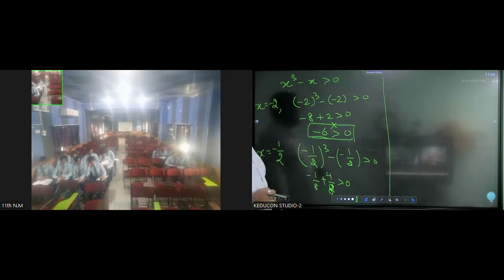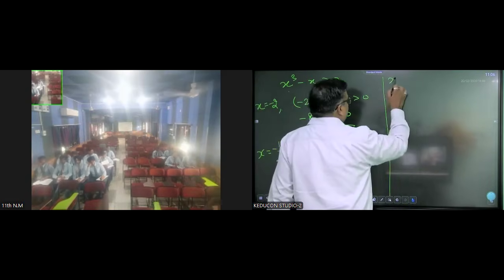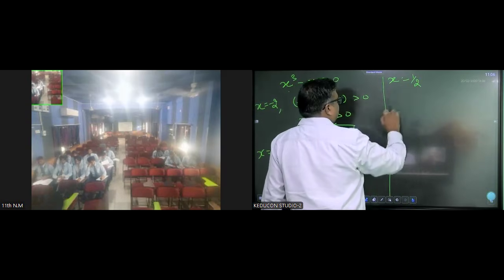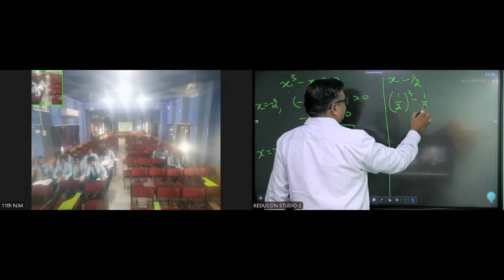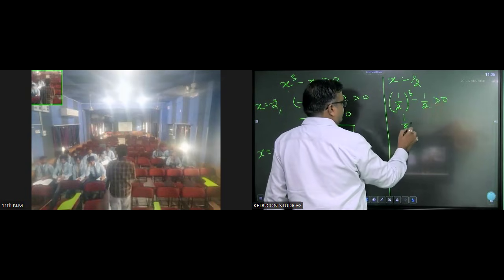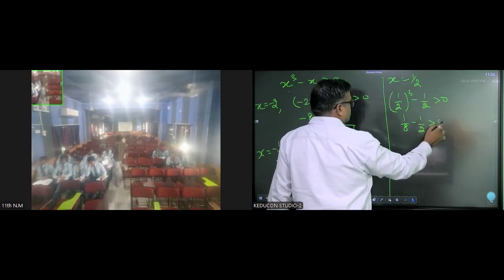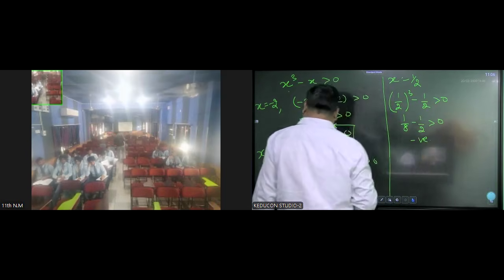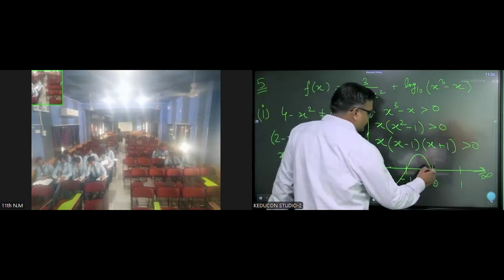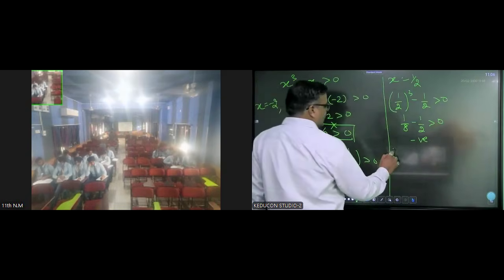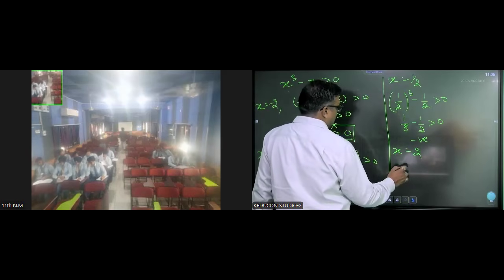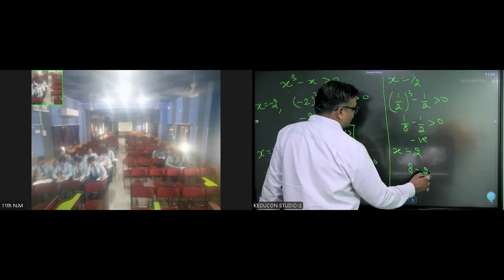Now comes to the third interval. Third interval is 0 to 1. Take x as 1/2 in this. When you take x as 1/2, 1/2 whole cube minus 1/2. 1/8 minus 1/2. This is negative, students. This will be negative. So this is downward. And the fourth interval, put x as 2. So when you put 2, 8 minus 2 is 6, which is greater than 0.